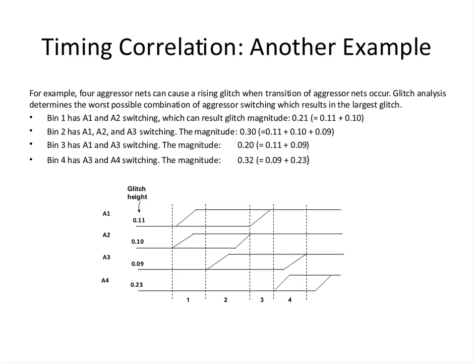This is why noise and crosstalk becomes so complex in terms of compute resources, right? It needs to store the timing window at each and every node, it needs to calculate the glitch on crosstalk for all such cases. That's why when you start enabling noise and crosstalk into PrimeTime, the run times become huge, right? So this is how the timing window correlation is done.